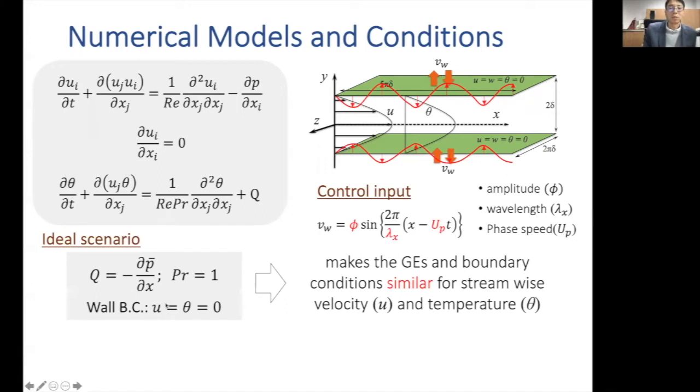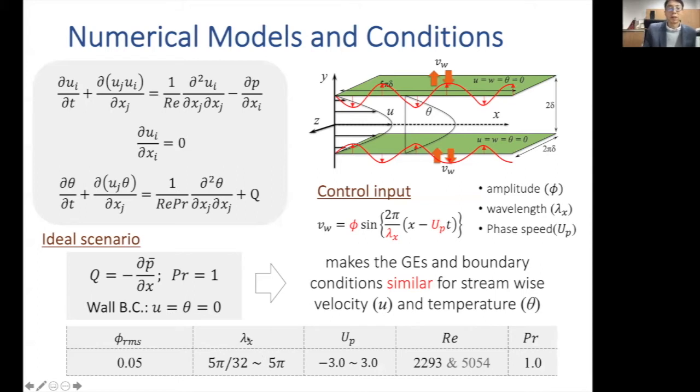The boundary condition and also the governing equation are similar to the previous optimal control problem. So we assume a uniform heating inside the fluid, which is equal to the mean pressure gradient, and Prandtl number equal to 1. And on the wall, we assume a no-slip condition and constant temperature.